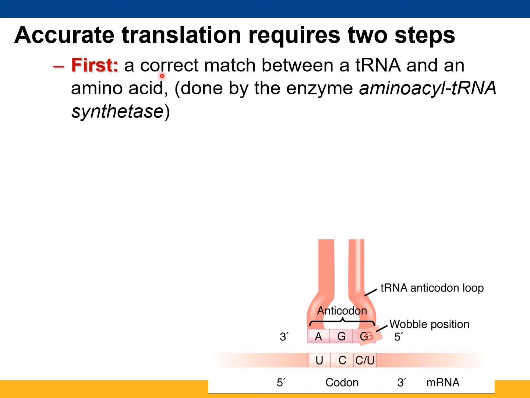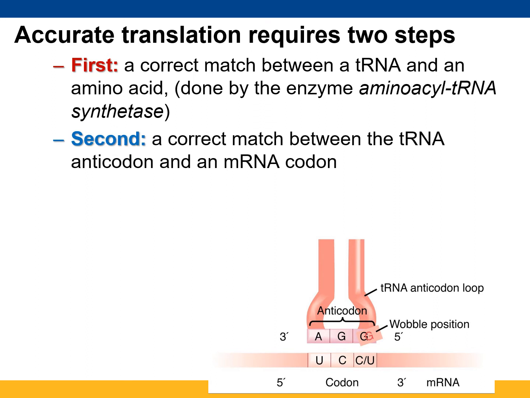The first is we have to have a correct match between the tRNA and the amino acid that the tRNA corresponds to in terms of codon and anticodon. And this is done by a special tRNA synthetase that links the correct amino acid to the correct tRNA. The second thing is we've got to have the right matching here.